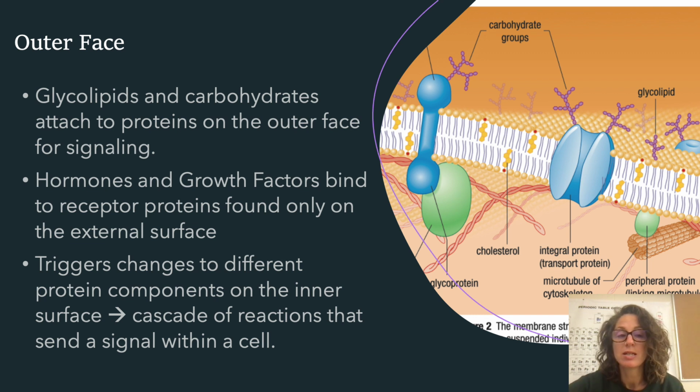The outer face, we have our glycolipids here, and we have our glycoproteins here. So glycolipids and carbohydrates attach to proteins on the outer face for signaling. Remember, communicating with other cells. We have hormones and growth factors that bind to the receptor proteins that are found only on the external face or the external surface. This may trigger changes to different protein components on the inner surface. So binding on the outside might create a change on the inside. And then this would lead to subsequent reactions within the cell.